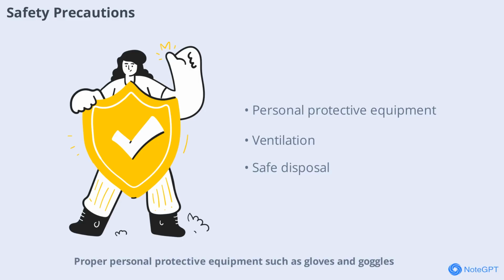Working with haloarenes requires strict safety precautions due to their potential toxicity and environmental hazards. Proper personal protective equipment, such as gloves and goggles, should always be used. Adequate ventilation and safe disposal methods are also essential to prevent exposure and contamination. Following safety guidelines ensures a safe laboratory environment for everyone.